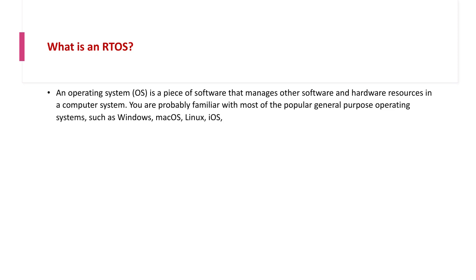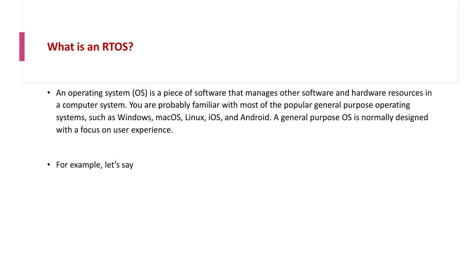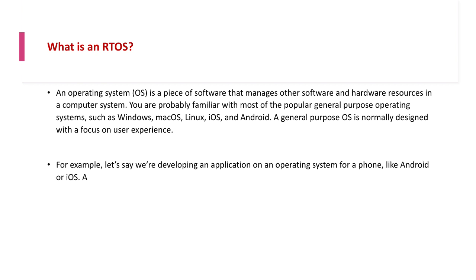For example, let's say we are developing an application on an operating system for a phone like Android or iOS. A user might want to stream a movie, so we can break that streaming experience into two jobs: downloading chunks of video from the internet, that is job 1, and displaying each chunk to the user, that is job 2. These jobs might be part of the same program, in which case they might be implemented as concurrently running threads.